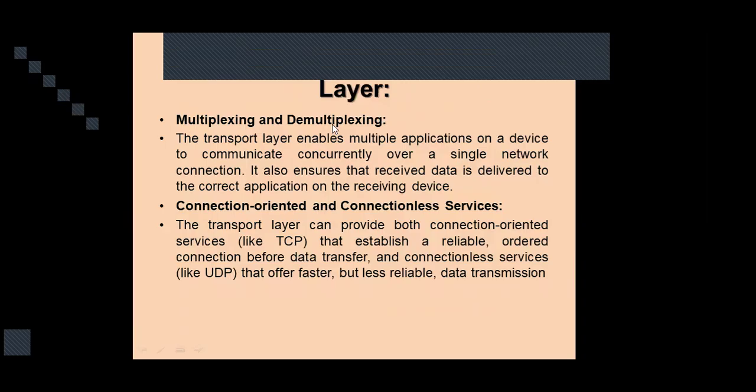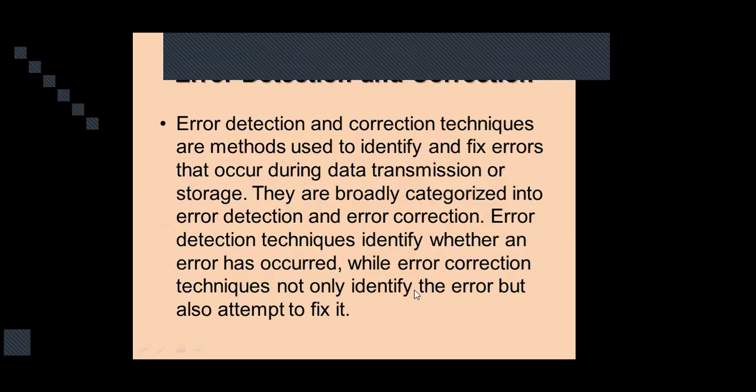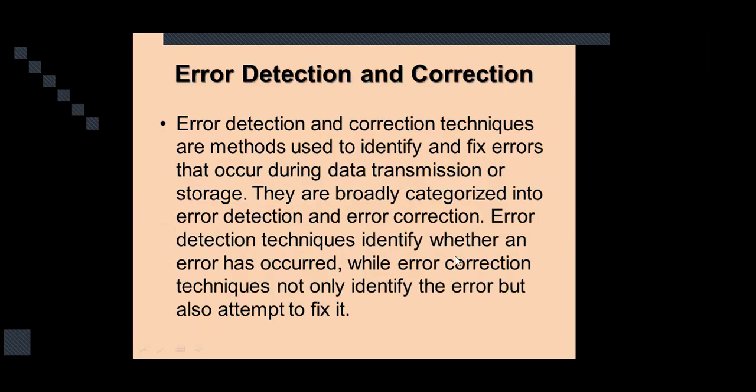Then we have multiplexing and demultiplexing. The transport layer enables multiple applications on a device to communicate concurrently over a single connection. The transport layer can provide both connection-oriented service like TCP, which establishes a reliable, ordered connection before data transfer, and connectionless service like UDP, which offers faster but less reliable data transfer.